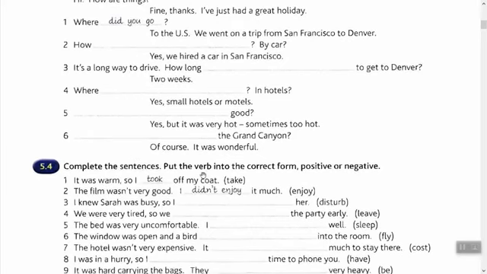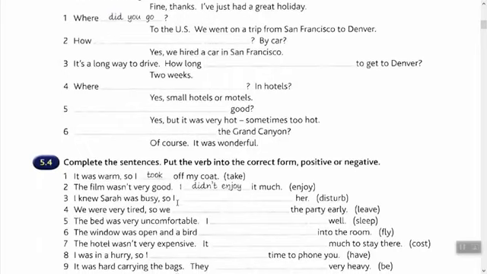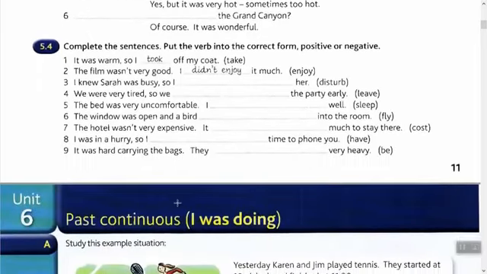نفس الشيء هنا أنا complete the sentence. Put the verb into the correct form. Positive or negative. مثبتة أو منفية. It was warm, so I took off my coat. I took off my coat. Okay. إذا أنت هنا تقدر تخلي الكلمات بما يناسبها سواء كانت مثبتة أو منفية. Right. هذا present أو past simple.